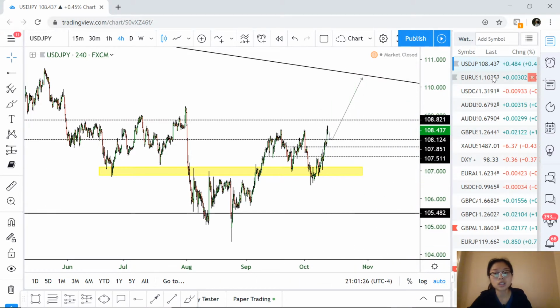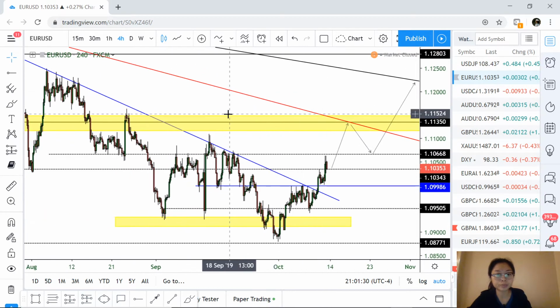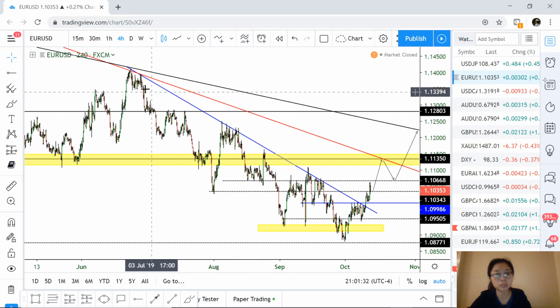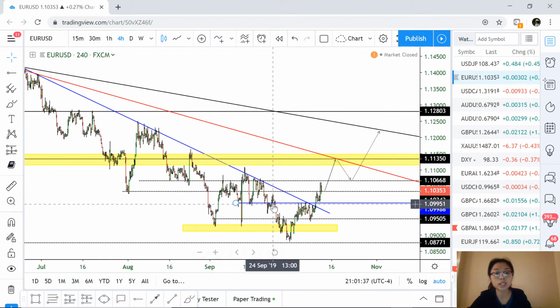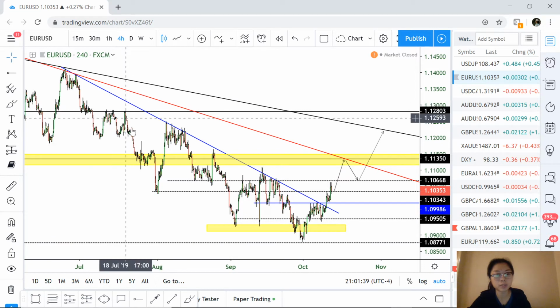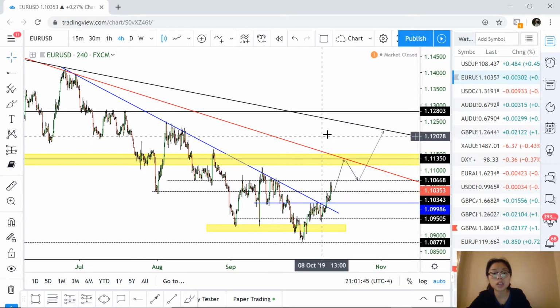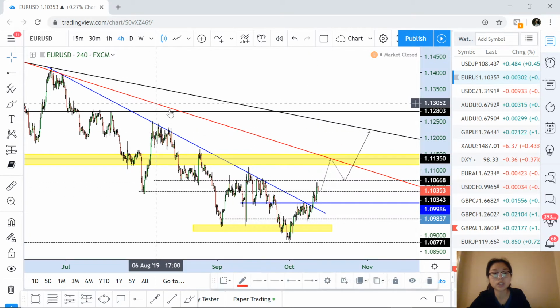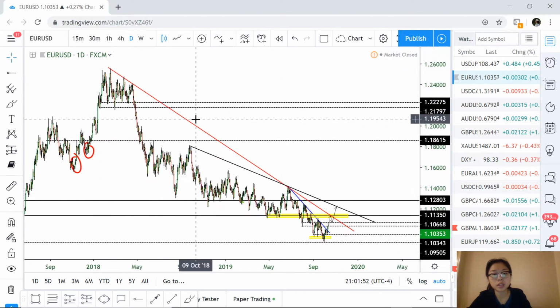Moving next to Euro USD, same concept. You have a break of this lower time frame descending trend line, and that has been respected for a while. So we just broke out. However, this thing is still in downtrend. However, I am expecting a retest of the red trend line, which I believe is my weekly trend line actually.